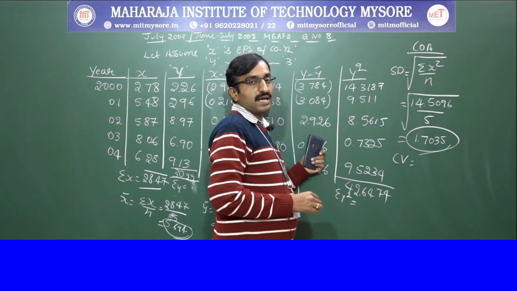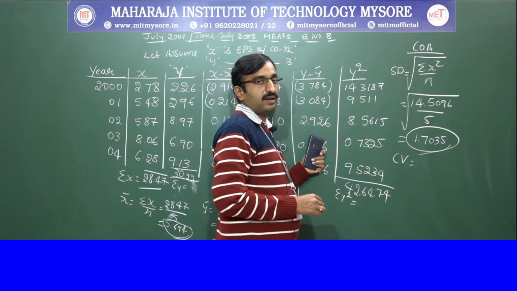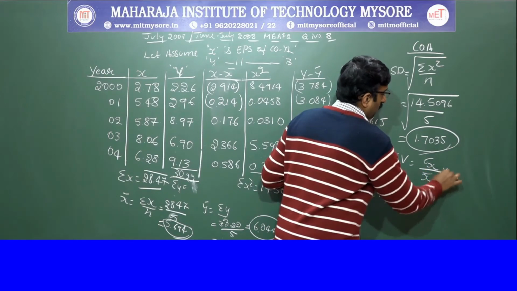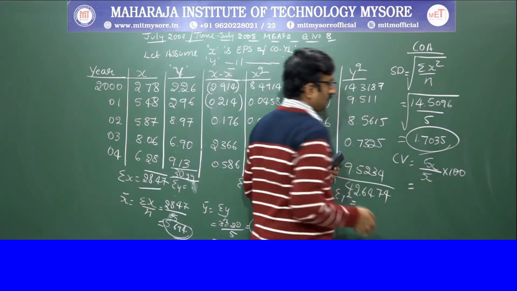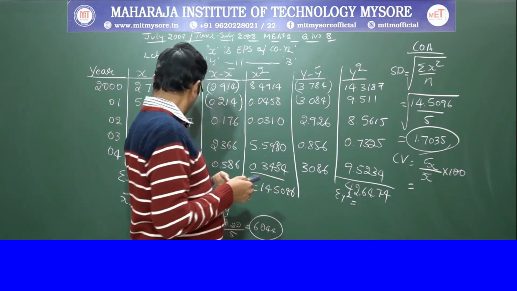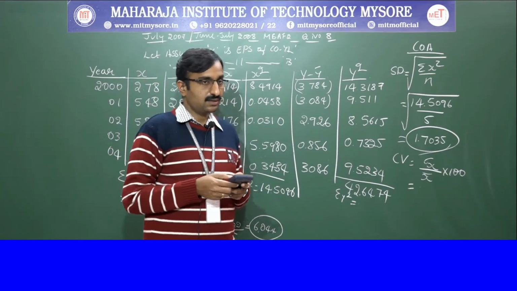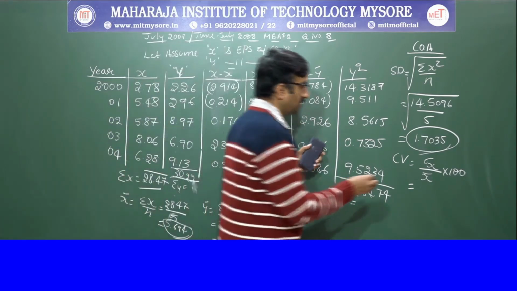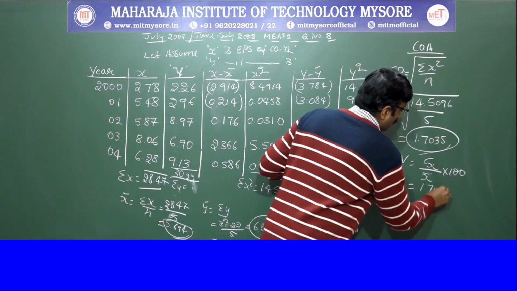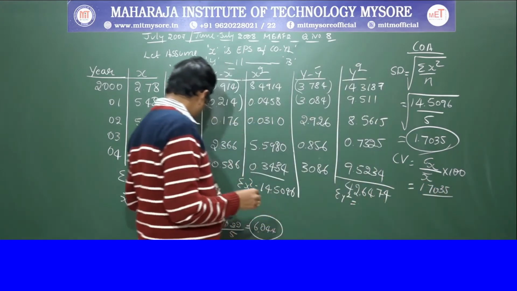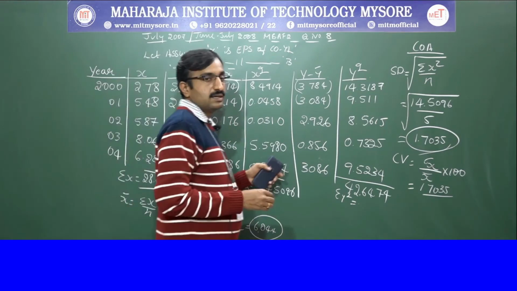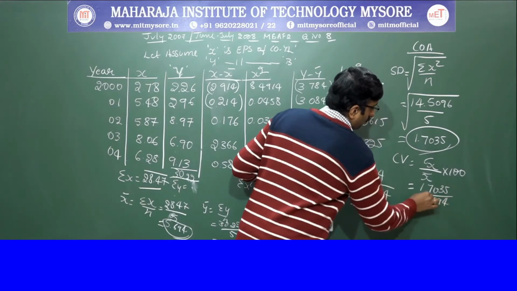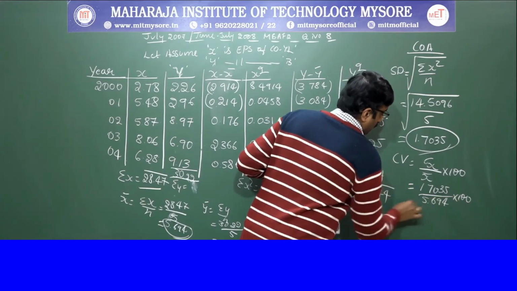What is the formula? Standard deviation x divided by x bar, all into 100. Standard deviation x, that is 1.7035, divided by x bar. How much is it? 5.694, into 100.